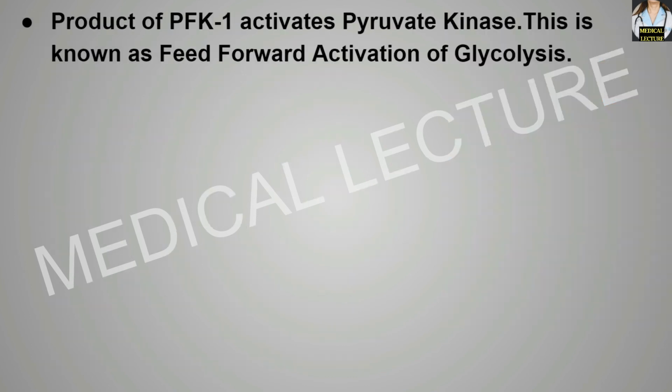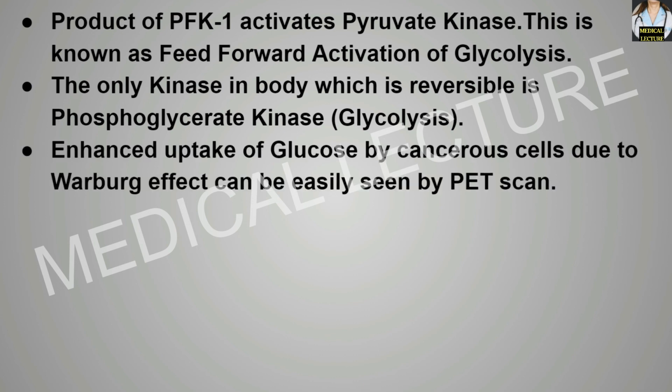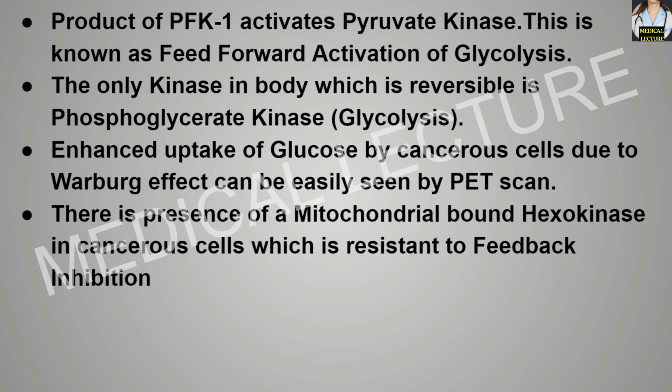Product of the phosphofructokinase 1 enzyme actually activates the pyruvate kinase, and this is known as feed-forward activation of the glycolysis. The only kinase in the body which is reversible is the phosphoglycerate kinase in the glycolysis pathway. Enhanced uptake of the glucose by the cancerous cells due to the Warburg effect can be easily seen by the PET scan or the positron emission tomography. There is presence of a mitochondrial bound hexokinase in the cancerous cells which is resistant to the feedback inhibition.